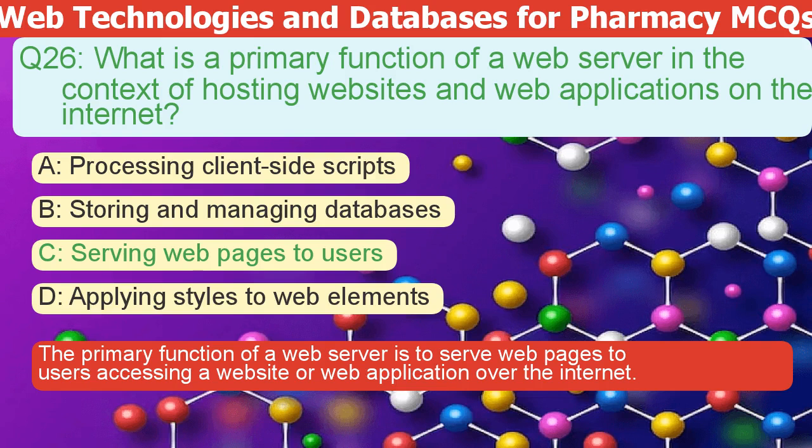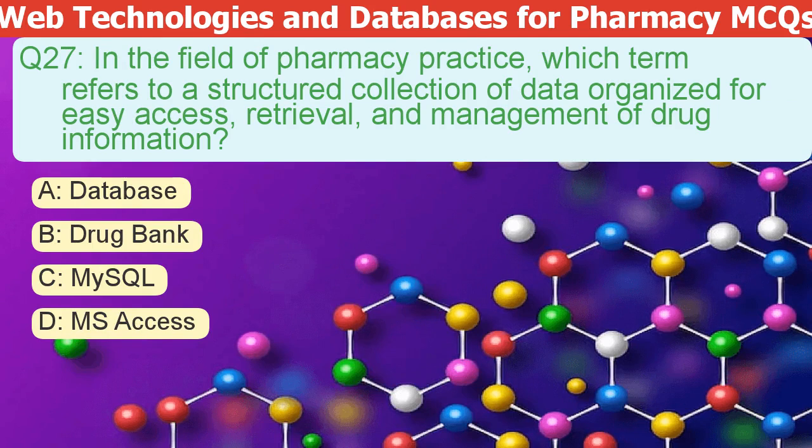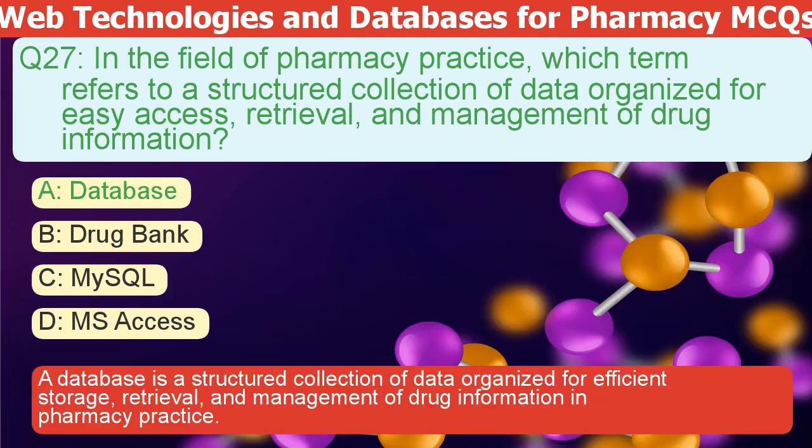In pharmacy practice, what term describes a structured data collection, easily accessed, retrieved, and managed for drug information? A. Database. B. Drug bank. C. MySQL. D. MS Access. The correct answer is A. A database is a structured collection of data, organized for efficient storage, retrieval, and management of drug information in pharmacy practice.